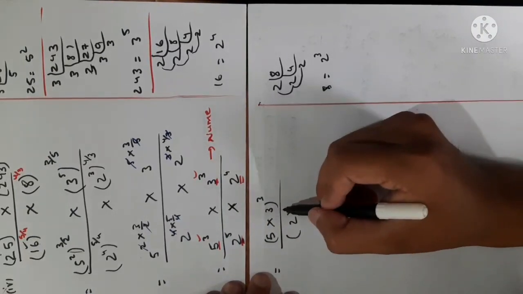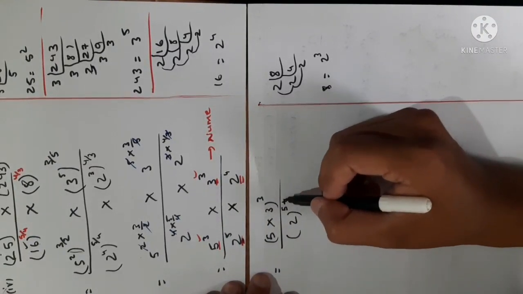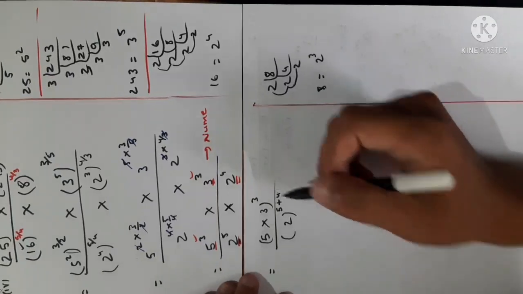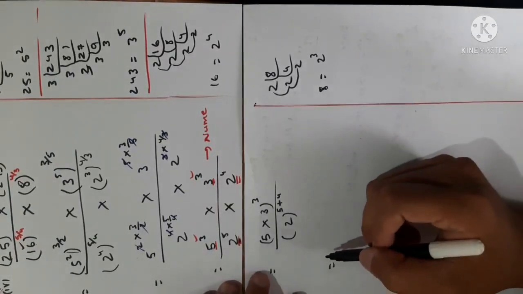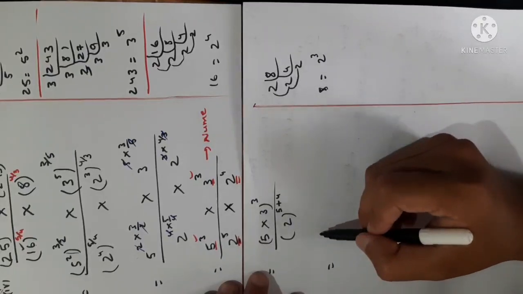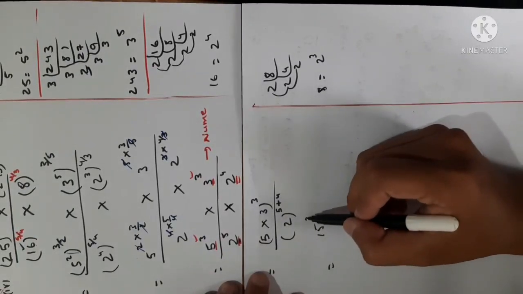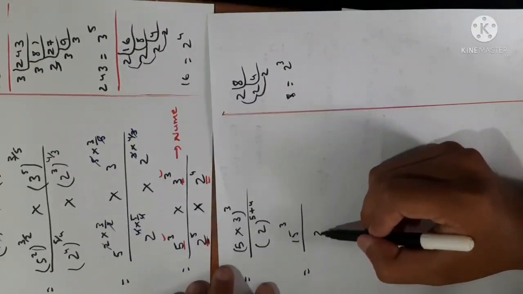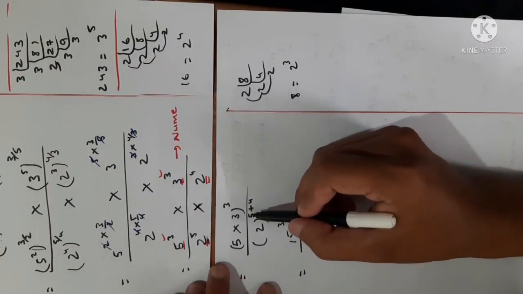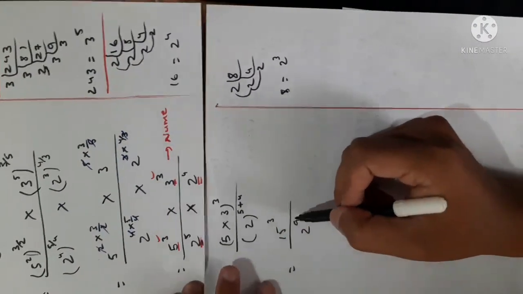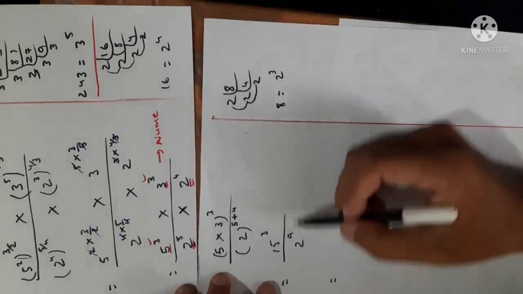Since it is a multiplication, we add the exponents. We get 5 plus 4. This will be equal to 5 multiply 3 equal 15, 15 raised to the power of 3, and 2 to the power 5 plus 4. 5 plus 4 equal 9.